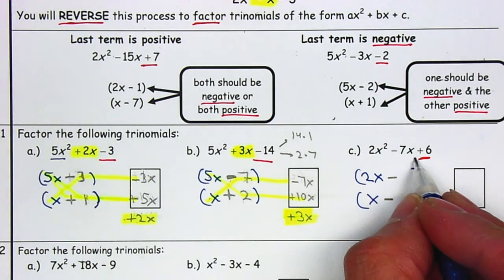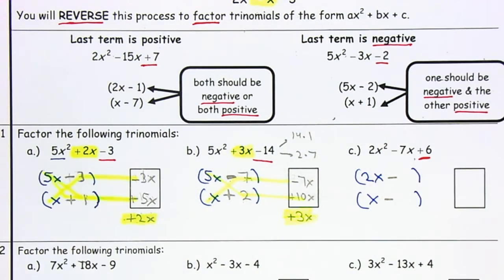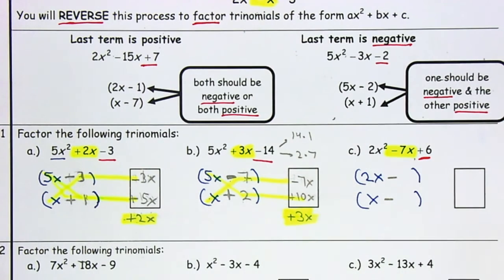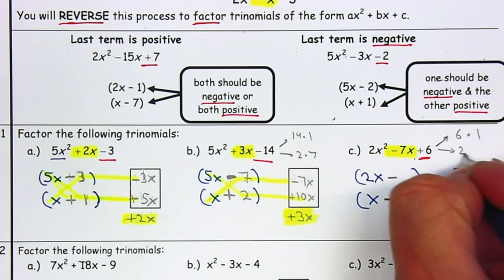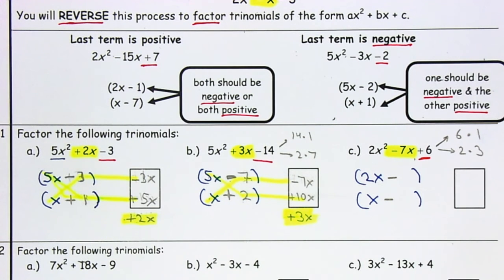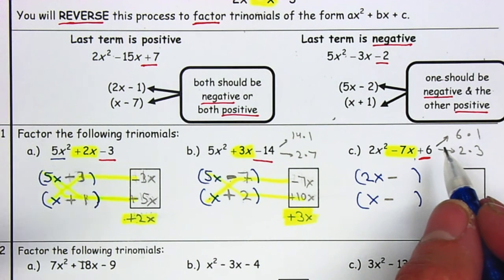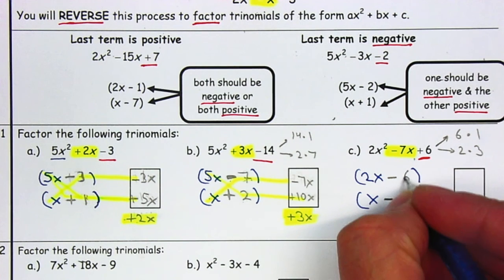So if the last one's positive, they both should have the same sign. They need to add up to a negative number. So that means that they both have to be negative. The factors of 6 are 6 times 1 and 2 times 3. You have to try them. You can't just expect it to work the first time. So let's try 6 and 1.